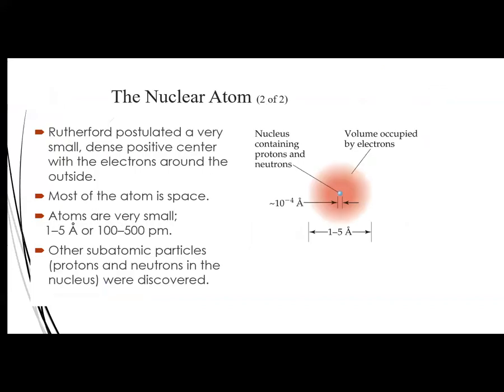And so he developed this model where we have a nucleus that contains our protons, and around them, taking up most of the volume of the atom, is where we would find our electrons. So most of the atom is kind of this empty space, and there's just a little bit of positive charge stuck in the middle.